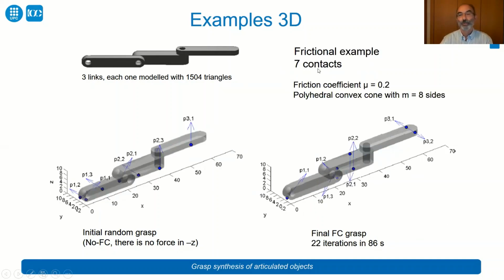Now we will show a frictional example using 7 contacts for the same articulated object. This is the non-force-closure grasp, randomly selected. Note that there is no force in -z. And this is the final force-closure grasp obtained in 22 iterations in 86 seconds. This is not optimized because some other activities are done while we are computing this, like graphical representation and things like that.